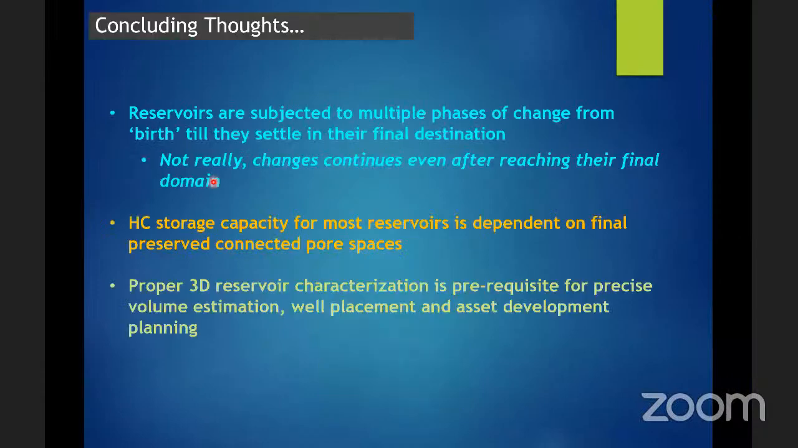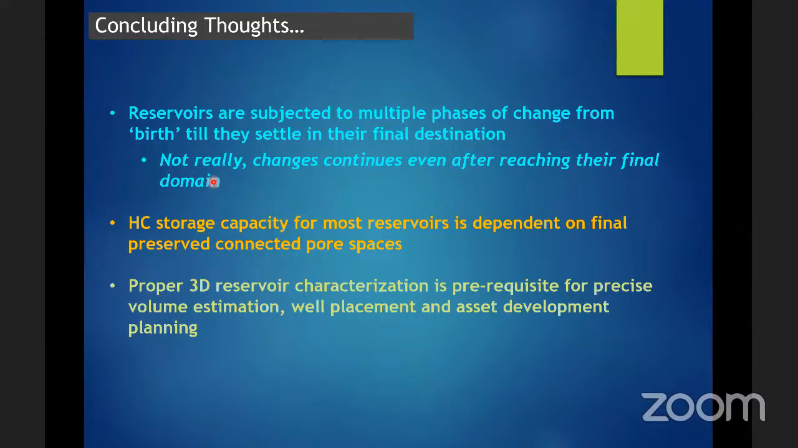First of all, reservoirs are subjected to multiple phases of change from when they are birthed. In other words, from when they got dislodged from their source, and then they keep moving, transported by different means all the way down to their final destination. And, not really, the changes don't even stop there. The changes continue even after the reservoir has been laid in its final deposition, in its final environment.